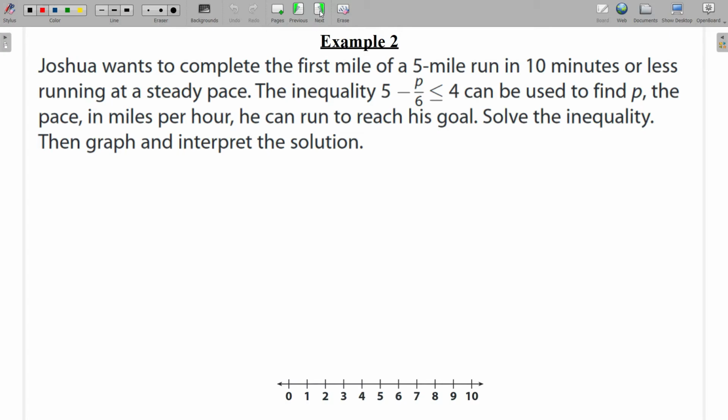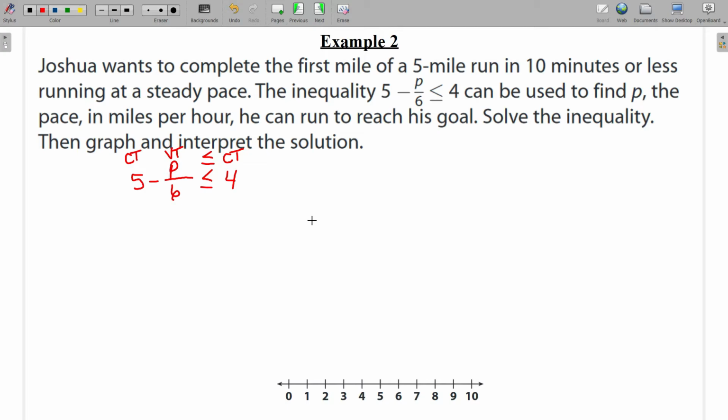So in this particular problem, we're given the inequality 5 minus p over 6 less than or equal to 4. And we're asked to solve this inequality. So what we're going to do is go through first and see what terms we have and where they're located in reference to the inequality. 5 is going to be a constant term. Negative p over 6, that's going to be a variable term. We have our inequality, which is less than or equal to, and then we have our 4, which is going to be a constant term.